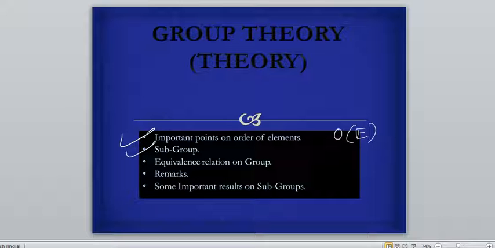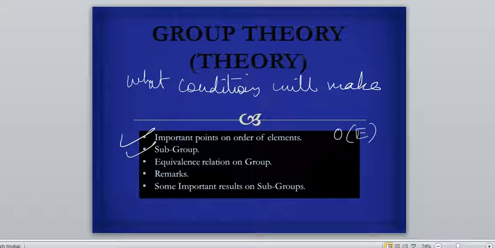Next we are going to talk on subgroups. What are subgroups? Different types of subgroups under the group, what conditions will make a subgroup.